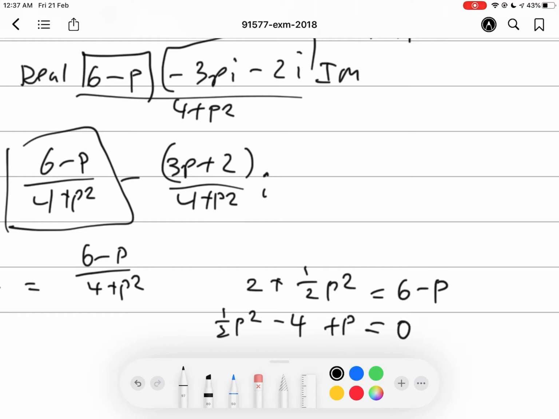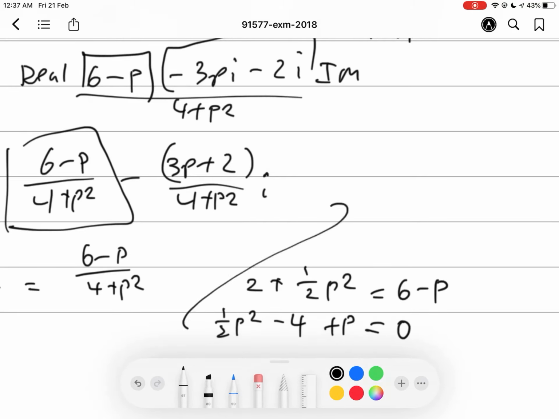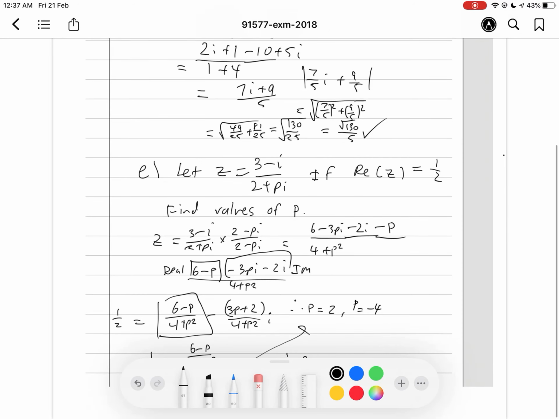So now you can just go to your graphics calculator. Oh god, I'm so tired. So you have 0.5, you have 1 and negative 4. Then you'll get your p values. p is equal to 2 or p equals negative 4. And that's it. That's your final answer. You're done. That's an excellent question right there.